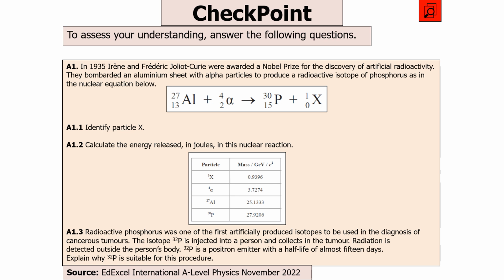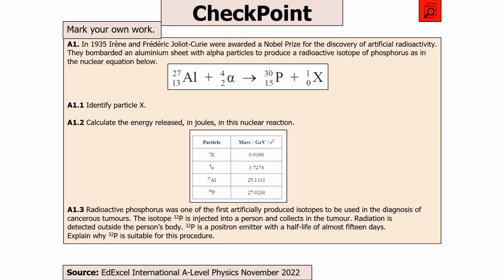The isotope of phosphorus is injected into the body and collects in the tumour. Radiation is detected outside the person's body. It is a positron emitter with a half-life of almost 15 days. Explain why it's suitable for this procedure. So pause the video now, then unpause the video when you want to go through your answer.